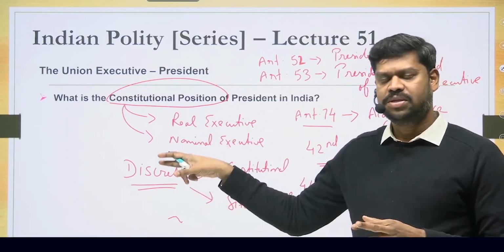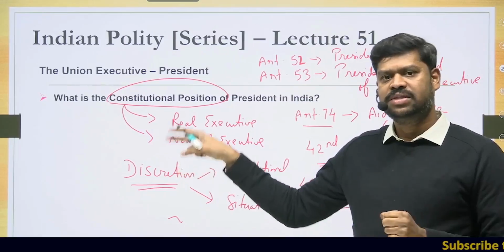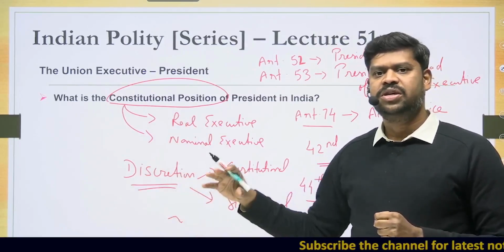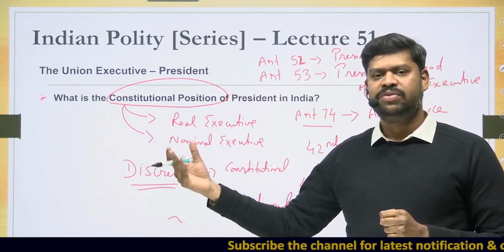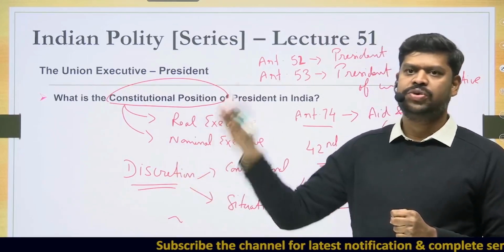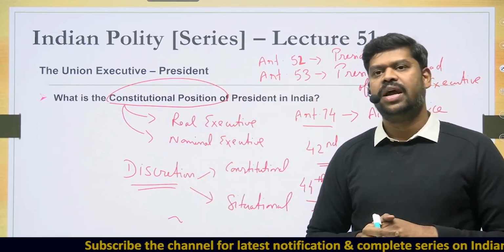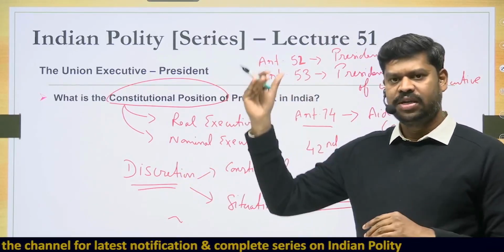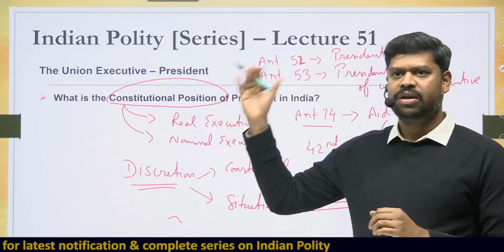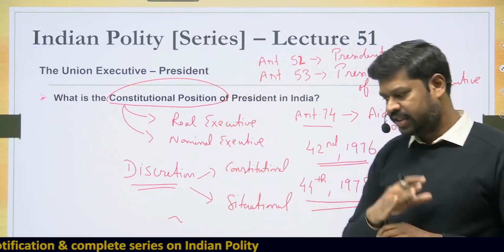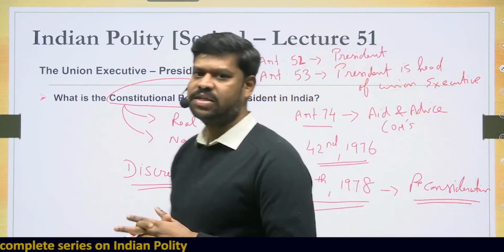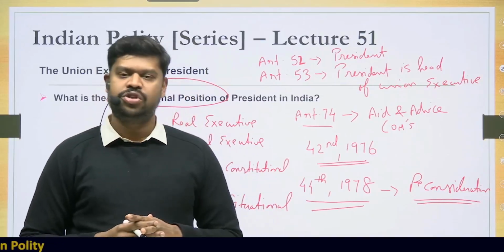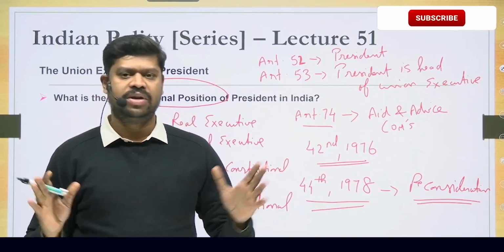Constitutional discretion means that these are all discretionary powers given in the constitution itself explicitly. Whereas situational discretion is not mentioned anywhere in the constitution, but when a situation arises, under such a situation, he can exercise these powers. And that's basically what is called situational discretion. But otherwise, if you look at the design by virtue of Article 52, Article 53 and Article 74, there is no doubt the President of India is a nominal executive. And that is what you will have to understand with regard to the constitutional position of the President in our country.